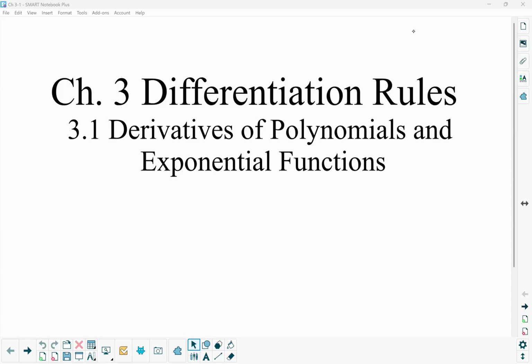So chapter 3, differentiation rules, talking about the derivatives of polynomials and exponential functions. This will be our first step toward finding derivatives without having to do the work with limits. We're going to use that idea to find some shortcuts, if you will.